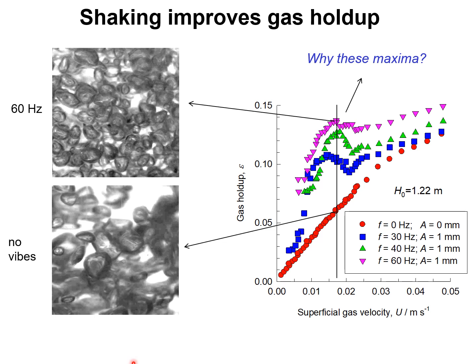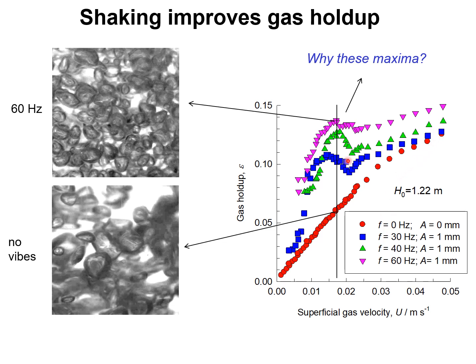Let's first look at a set of experiments, 4 in number, in which the gas holdup in the column is measured as a function of the superficial gas velocity, and the 4 sets of experiments are shown by these different symbols here. The red circles are for an unvibrated column.